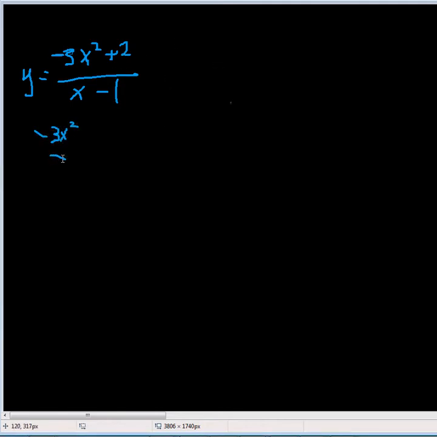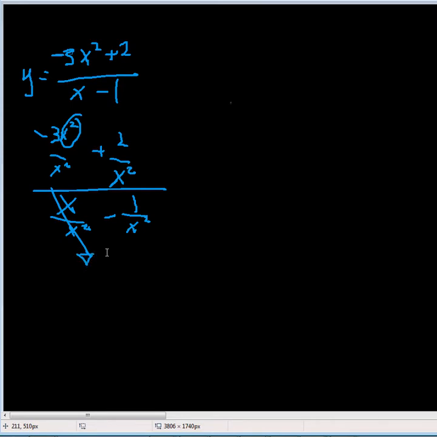Like we said last time, you use x squared, the largest term, and you multiply and divide everybody by it. So you have x squared minus 1 over x squared, right? And so these terms get infinitely small, right? And so you have negative 3x squared over x squared crossing out, over infinity.